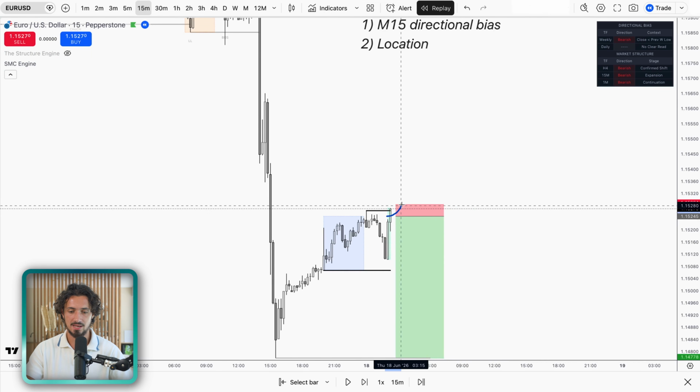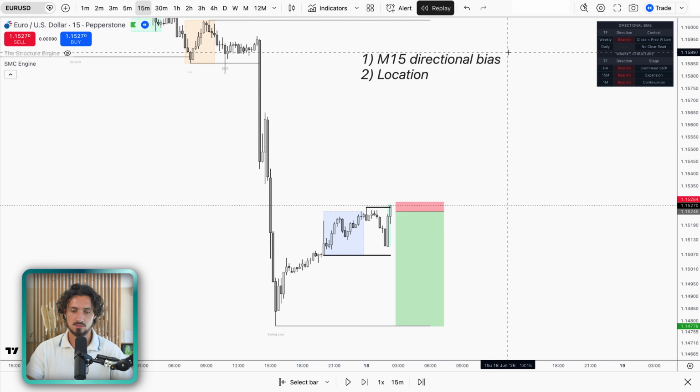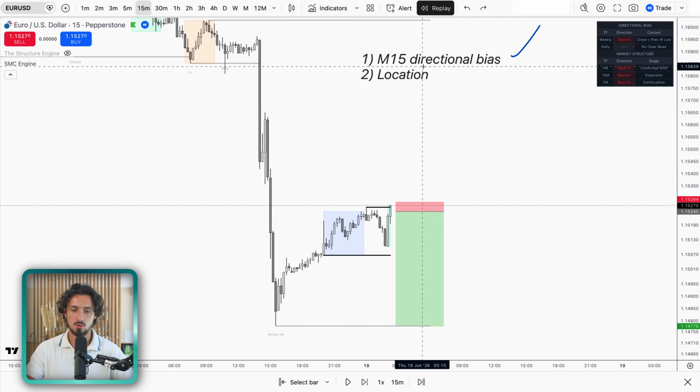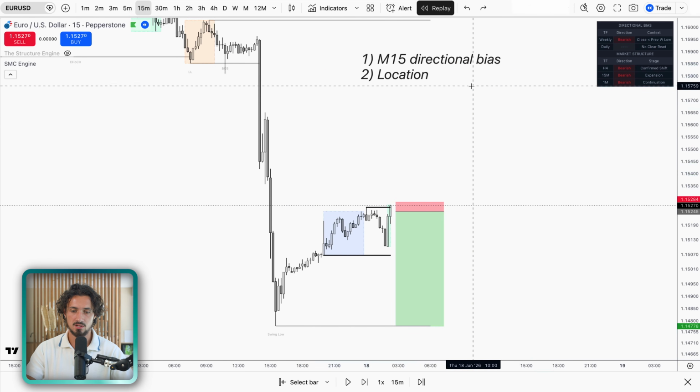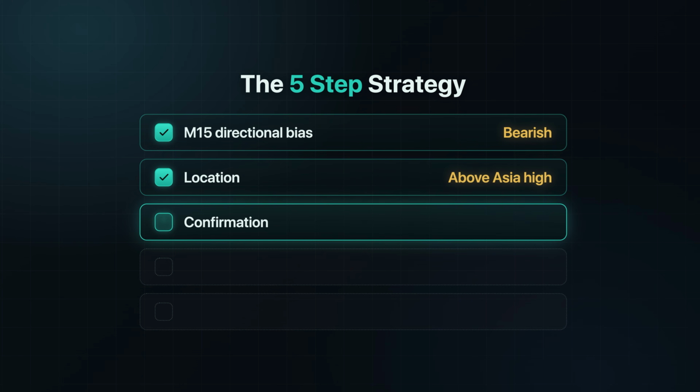So London has to be above Asia. And here you can see London is now above Asia. So when you know the directional bias is bearish, you know the location is above Asia, and we've ticked both of those off on your checklist. Again, I like to have my strategy as a checklist. 5 or 6 different things that I just tick. Then number 3 is going to be confirmation.